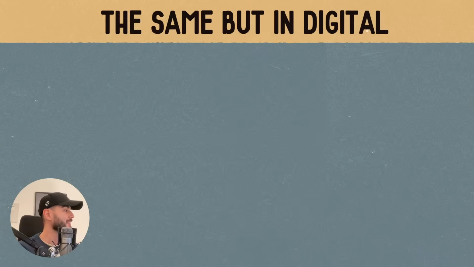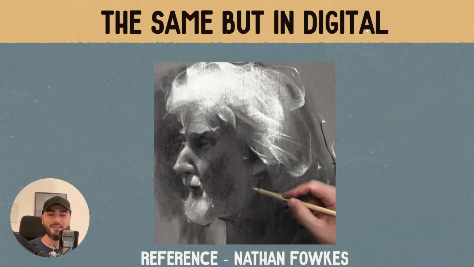All right, so let's go and make the same example, but with digital art. I hope that you guys like this little painting here. So I have a friend that told me that I needed to draw a dwarf. So I took it to myself to draw a dwarf one of these days. And what is the first step that I needed? A reference. This reference, I took it from Nathan Fowkes.